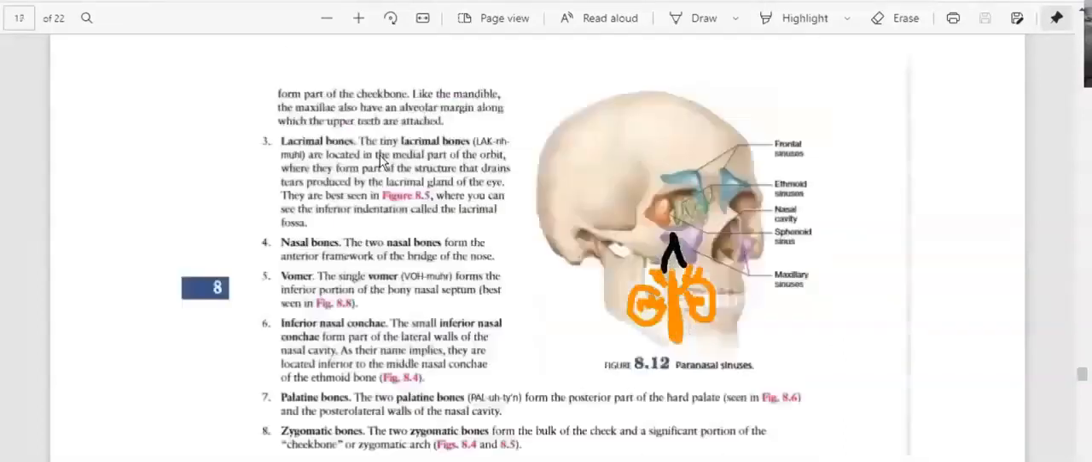If we scroll down, in some of the bones that we have in our skull, we're going to have some spaces, and these spaces are going to be called sinuses. The frontal sinus, the maxillary sinus, and the sphenoid sinus.